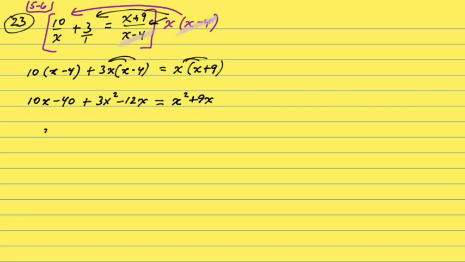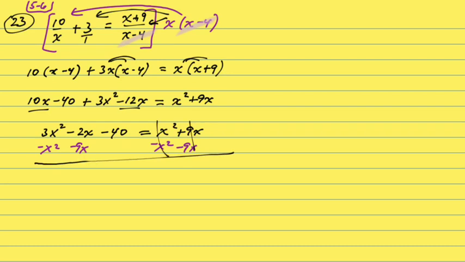I'm going to rearrange everything. 3x squared, 10x and a negative 12x is negative 2x. That negative 40 stays. And let's move everything over. If I subtract x squared and I subtract 9x, that should make it equal 0, right? And again, the only way to solve quadratics is to make it equal 0. Unless you're really fond of completing the square.